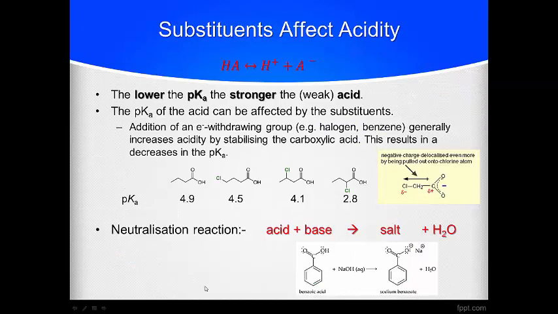So getting back to how substituents affect the acidity. So again, remember, the lower the pKa, the stronger the weak acid. So the pKa can be affected by what groups are attached to it. So if we have electron withdrawing groups, so groups that pull electrons away from that carboxylate anion and stabilize that anion by pulling the negativity away, making this more positive.